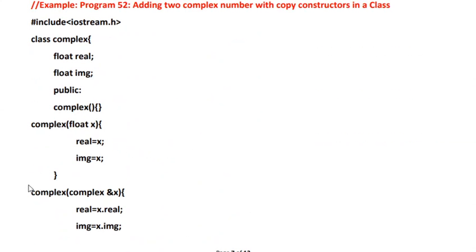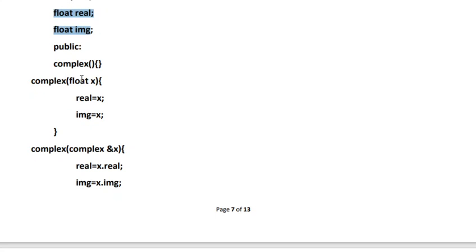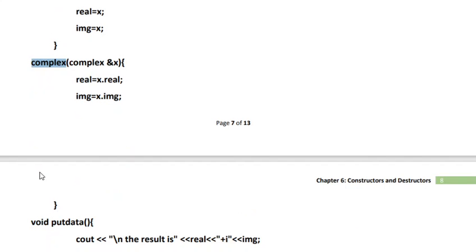Now again, I'll repeat the way the class is being built. We have two private members, real and imaginary, and in the public section we have three constructors. One is the default constructor, one is a parameterized constructor, and one is a copy constructor.